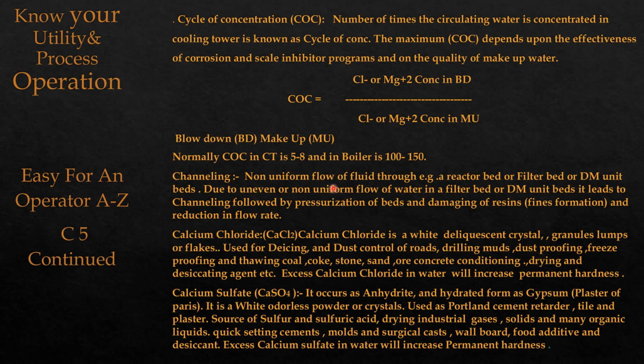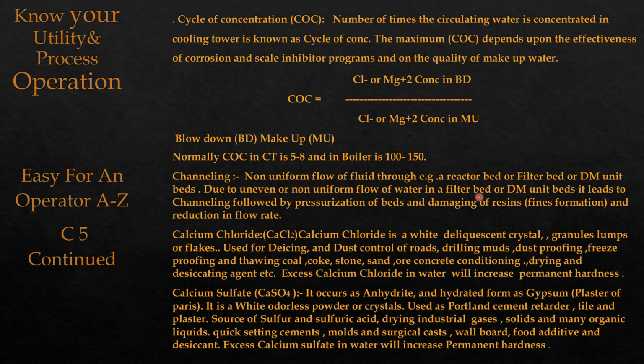So when there is improper flow at the inlet of the reactor bed or any bed in the units, due to choke in the inlet nozzle, spray nozzle, and distributors, that will lead to channeling. And when channeling occurs in DM units and in filter beds, that will lead to pressurization of the beds. So the resin will get damaged and fines will be formed, that will choke the outlet nozzle. So that will reduce the flow rate also.